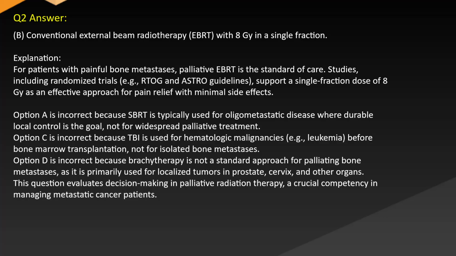Option A is incorrect because SBRT is typically used for oligometastatic disease where durable local control is the goal, not for widespread palliative treatment. Option C is incorrect because TBI is used for hematologic malignancies, e.g., leukemia before bone marrow transplantation, not for isolated bone metastases. Option D is incorrect because brachytherapy is not a standard approach for palliating bone metastases as it is primarily used for localized tumors in prostate, cervix, and other organs. This question evaluates decision-making in palliative radiation therapy, a crucial competency in managing metastatic cancer patients.